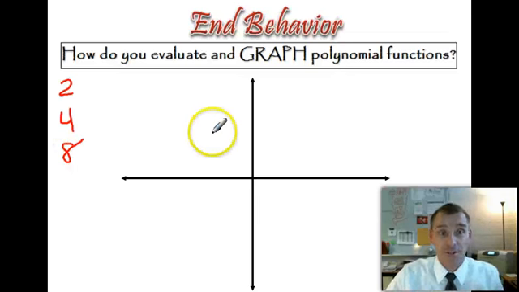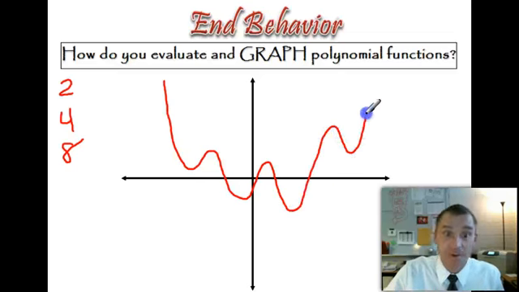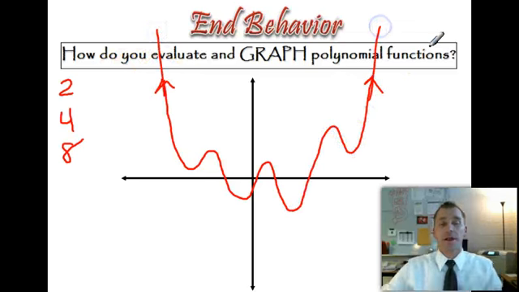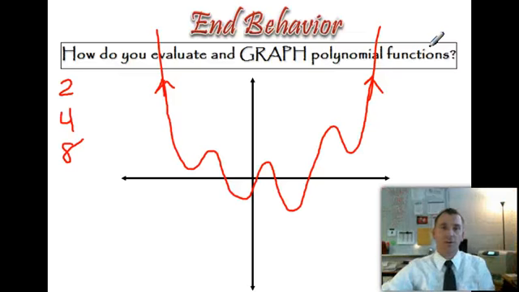But an eighth degree one, just to finish this video up, would go like this. If it was a positive leading coefficient, it would go down 1, 2, 3, 4, 5, 6, 7, and then bounce up and go 8. So notice even the end behavior would be up here, and it would be up here. It still is going to be this way. Even, even, odd, odd. We'll see you in class. Later.